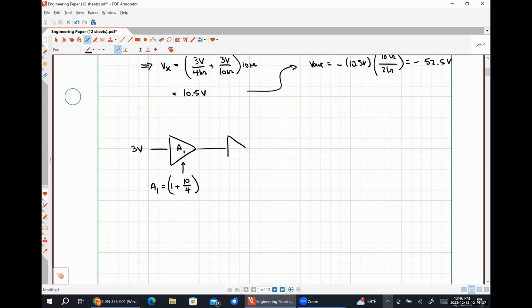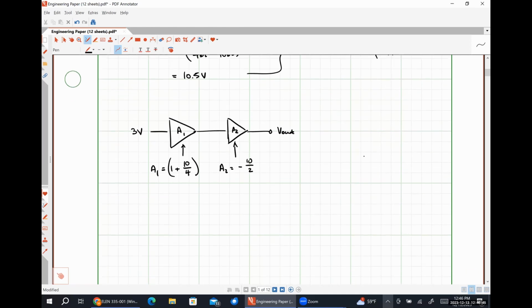Chained into some second amplifier stage, A2, where the voltage gain of stage 2 was negative 10 over 2. And here's our output. So we are literally going to have V out is equal to V in, which was 3 volts, times the voltage gain of stage 1 times the voltage gain of stage 2, where these guys tied together is just the voltage gain of our system. So we don't have to do any analysis at all to analyze a cascaded combination of negative feedback op-amp circuits, as long as we understand what each stage is, right?